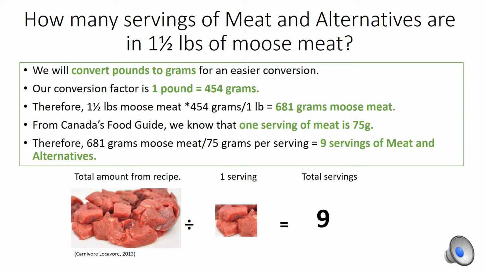Therefore, 1.5 pounds of moose meat multiplied by 454 grams per 1 pound equals 681 grams of moose meat. From Canada's Food Guide, we know that 1 serving of meat is 75 grams. Therefore, 681 grams of moose meat divided by 75 grams per serving equals 9 servings of meat and alternatives.